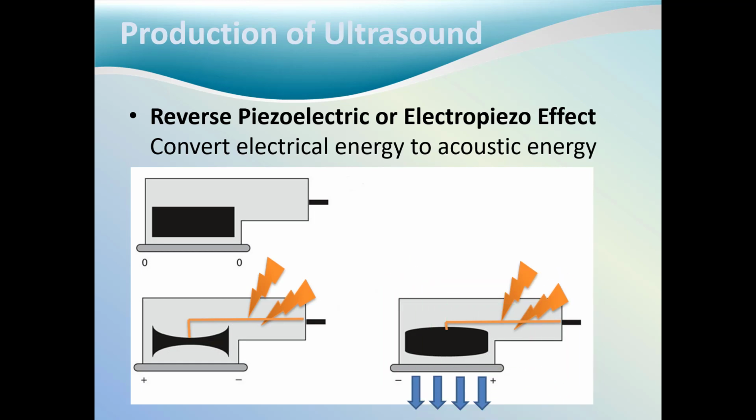The expansion and contraction of the crystal creates a vibration at the frequency of the electrical oscillation received from the generator. The vibration of the crystal causes the sound head to vibrate and results in the mechanical production of the high-frequency sound waves.